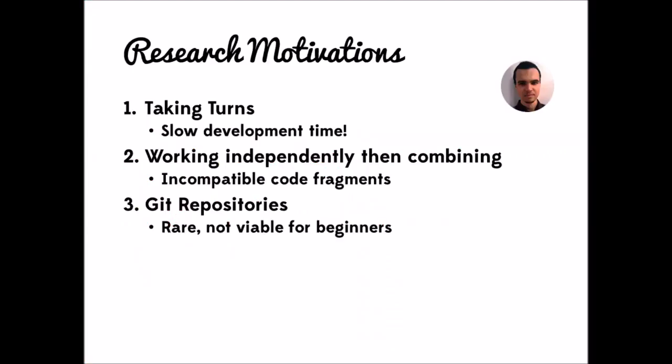As fourth year engineering students, both of us have participated in what seems like countless course projects. Throughout our 4 years, we've taken notice of some of the most common approaches to large classroom programming projects. Invariably, these large projects involving multiple team members in the classroom environment have been handled in one of three ways. First, taking turns, which suffers from slow development time. Second, working independently and then combining, which often leads to the problem of incompatible code fragments. Finally, Git repositories, which we've only rarely seen. This option is not viable for beginners, especially for first-year students.